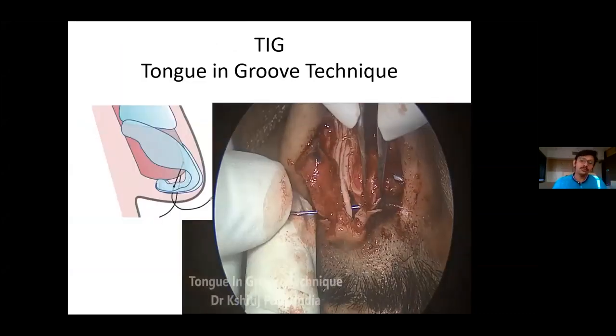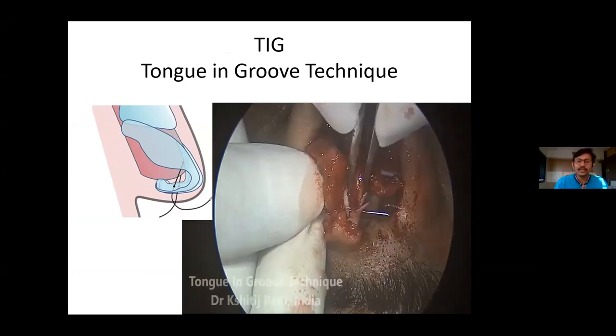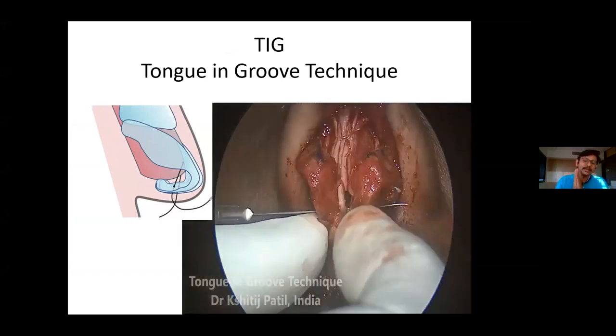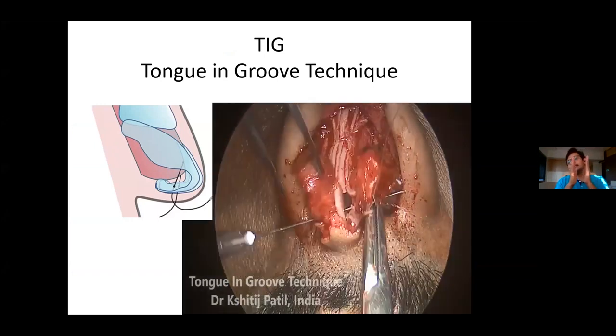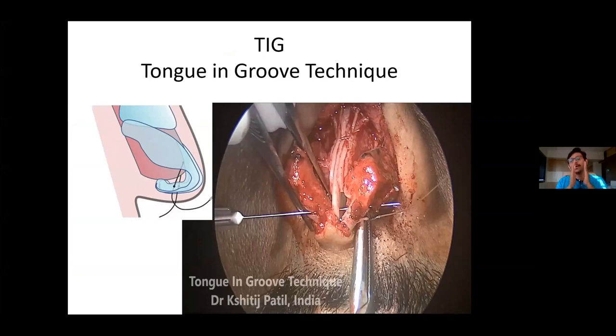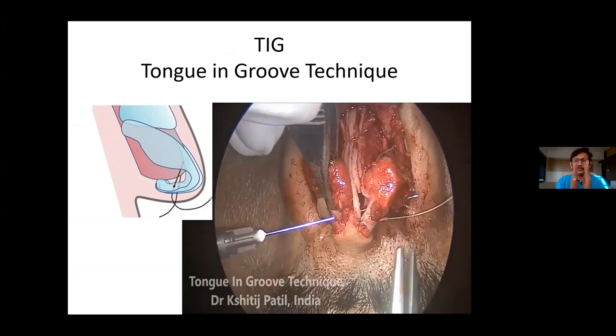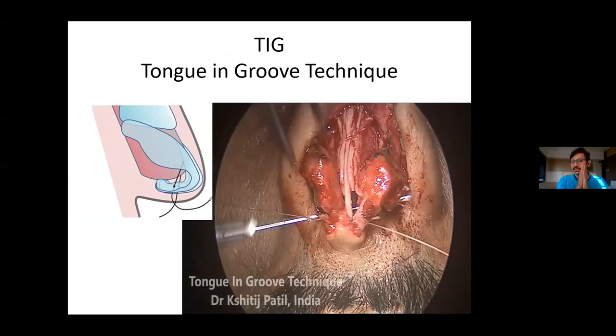Now tongue in groove, the classical tongue in groove technique, is a tongue in groove setback. In tongue in groove setback, you have to anchor these to the medial crus and pull it back. You have to pull the medial crus and anchor it to the caudal septum.